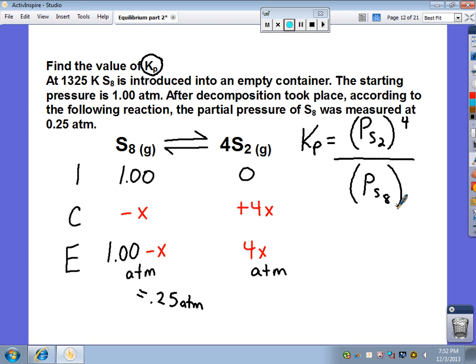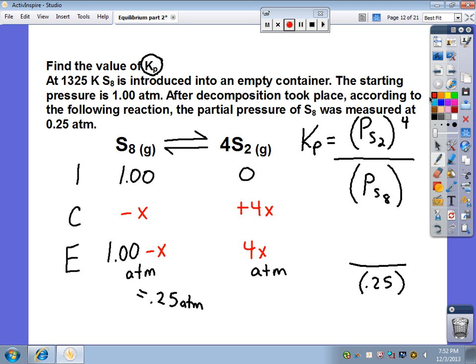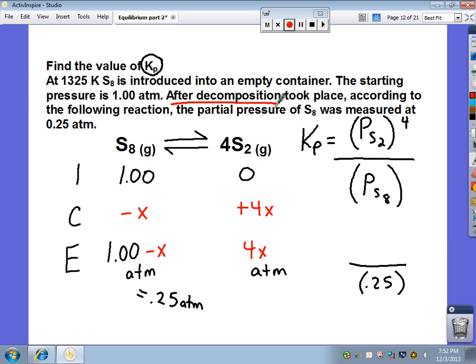So be careful, because my value for S8 at equilibrium is 0.25 atmospheres. You see that? It's 0.25 atmospheres. They tell me in this problem that the partial pressure, right, after decomposition took place, okay, what's left is 0.25 atmospheres. And that problem should actually read at equilibrium, but it doesn't, but that's assumed that you understand that. So that's what I put down here for PS8, the pressure of S8.